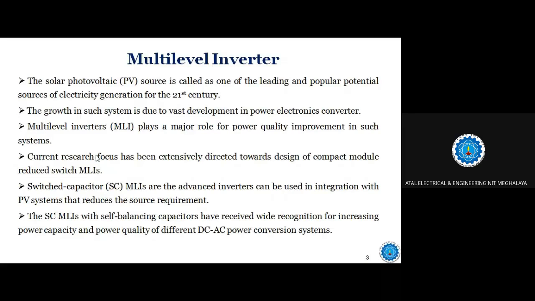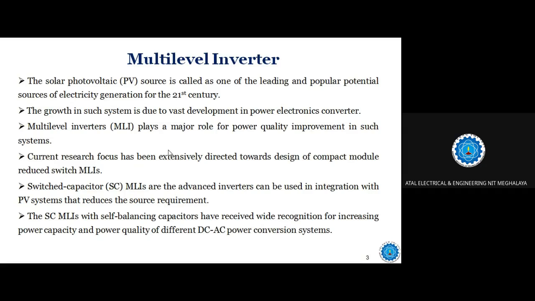Because, as you know, when we increase the number of levels in the output, if we consider a 3-level inverter, the output is generally a square wave, and it consists of one positive half cycle, one negative half cycle, and a 0 level. So that is called a 3-level output. When we connect this kind of inverter directly to the grid, the harmonics will be very high. And also, we cannot connect directly to the grid because we need interfacing filters, so the size of the filters will also be very large.